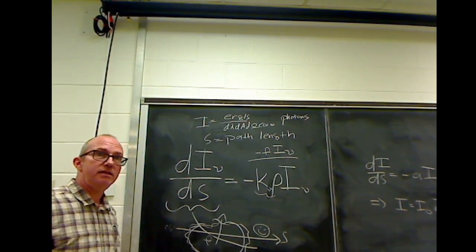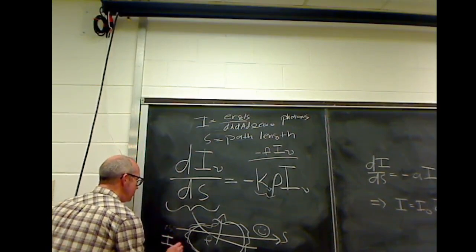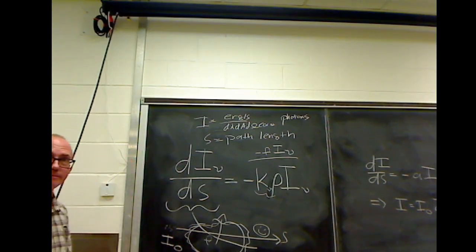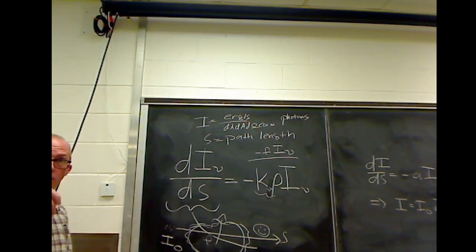What will be the initial conditions in this case? The initial condition is I start with some radiation field here, I naught. And the path length would be 0. And at a path length of 0, I have I naught. So that is computational problem 1, is what is the radiation intensity at the source.